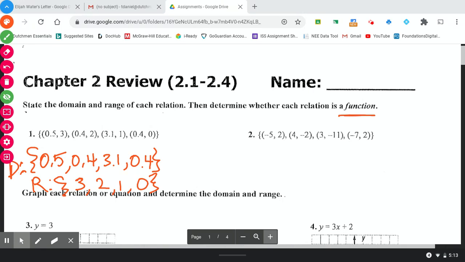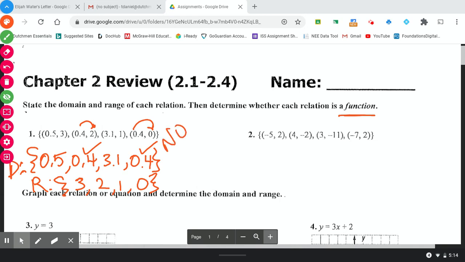Well, number one is not a function because the x is repeated right here, 0.4, 0.4. You can't have the same x with different y values. This 0.4 is associated with this 2, and this one is associated with 0. So that's basically saying this x has two y's, and that's impossible with a function. You can't do that. So this is a big fat no.